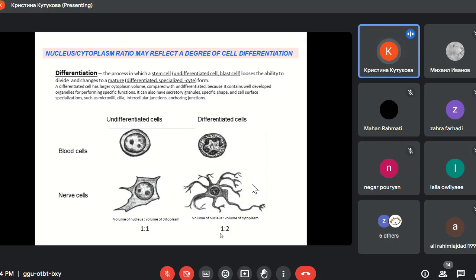So in most of the cases, this ratio between nucleus and cytoplasm in differentiated cells decreases as a result of growing of cytoplasm. And we will see that most of the stem cells have less volume of cytoplasm than mature cells. Mature cells have a lot of specific organelles in cytoplasm, so that volume of cytoplasm is much higher than in a stem cell.